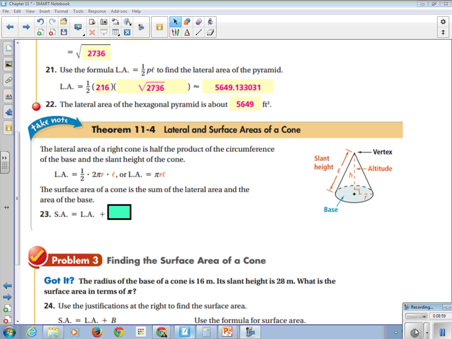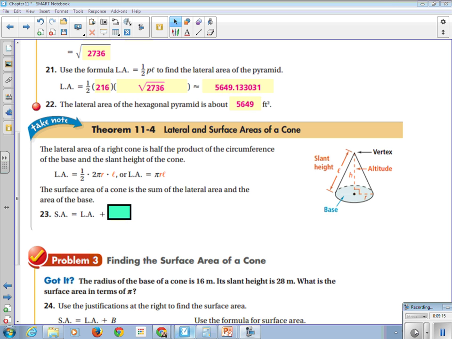So we're going to do lateral and surface area of the cone. Remember, lateral area is, if I was to give this cone a hug, it's the area I would be hugging, not including the base. The entire surface area includes the base.